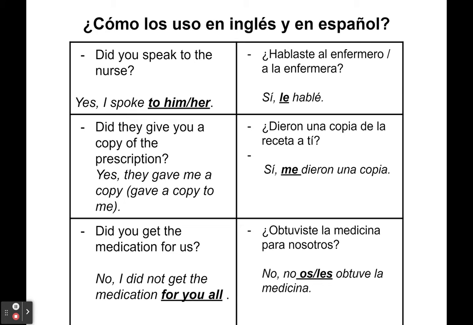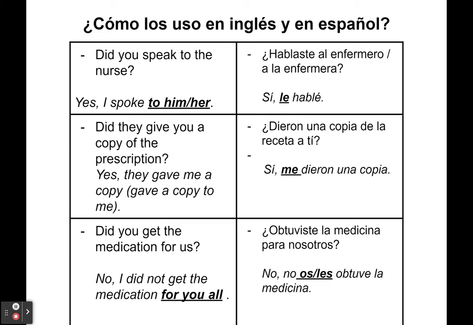So we have you, which is the subject of that question, speak, which is the verb, and to whom did you speak? To the nurse. So to the nurse is your indirect object, and you would answer that with yes, I spoke to him or her. Now be aware the word did in the English is not going to translate into the Spanish because it's really just implied by the fact that the sentence is a question.